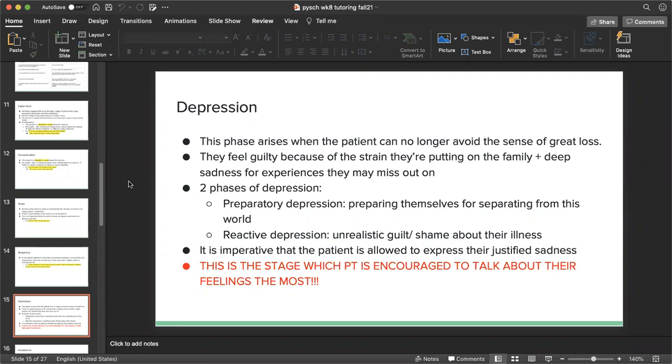So it's imperative that the patient is allowed to express their justified sadness. This is the stage in which the patient is encouraged to talk about their feelings the most. So once the patient's in this depression stage, this is when we want to encourage them to start speaking about how they feel about their diagnosis or their family's diagnosis or whatever. So if you see that your patient is already in this depression stage of grieving, try to get them to talk about their emotions and express that to you.